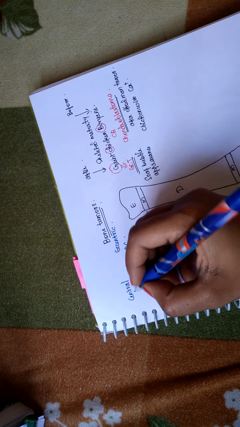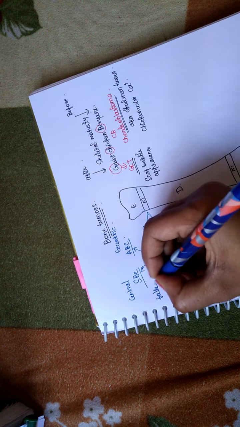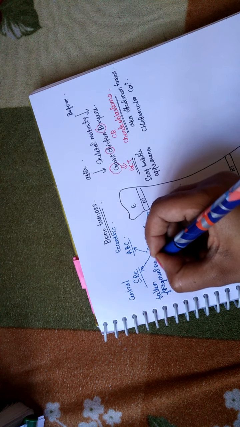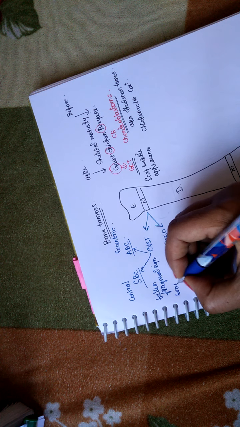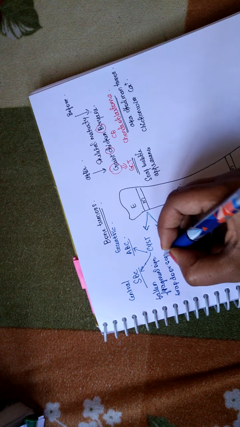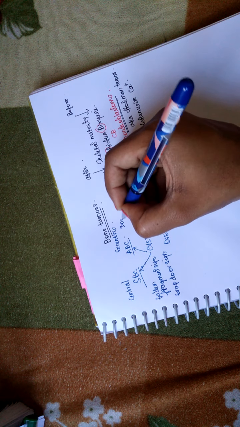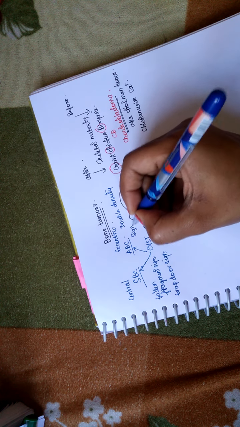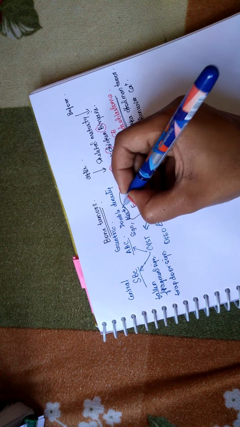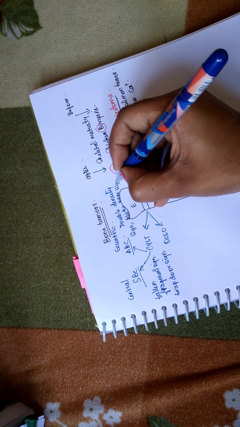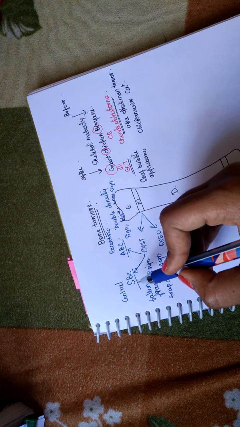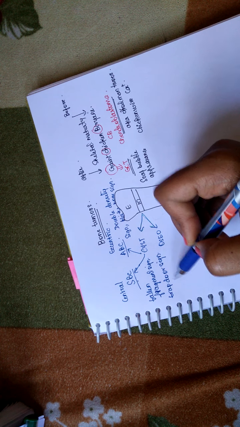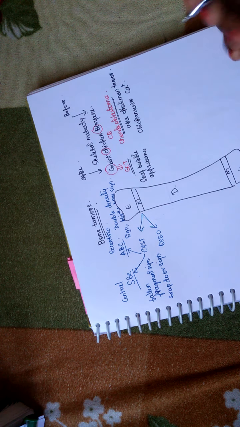SBC has signs like the fallen fragment sign and trapdoor sign. Coming to ABC, it has the double density sign, blister bone sign, etc. SBC is a central lesion, whereas ABC is an eccentric lesion. SBC has signs like fallen fragments and trapdoor sign. ABC has double density and blister bone signs like that.